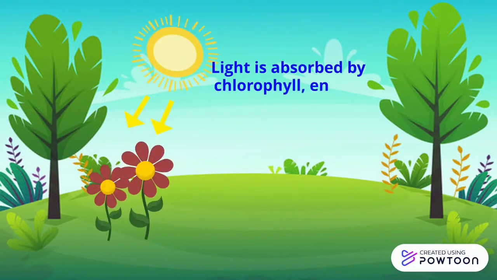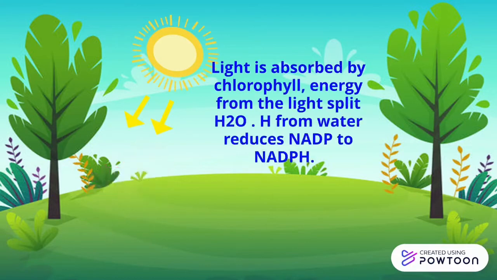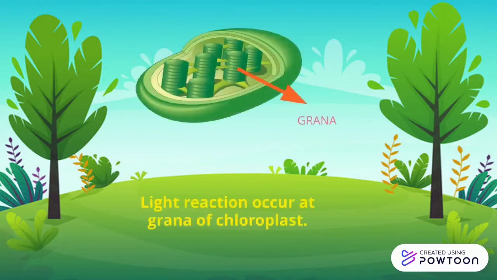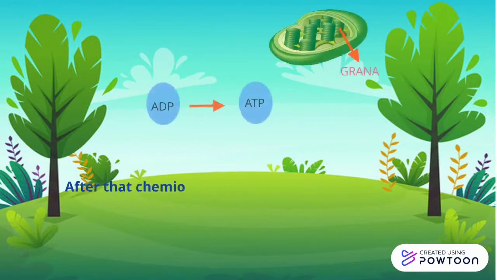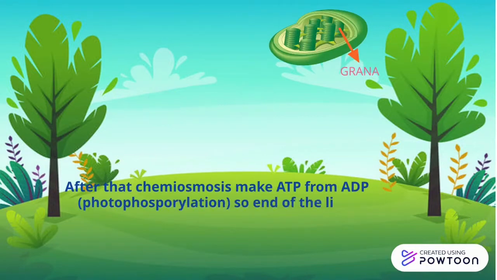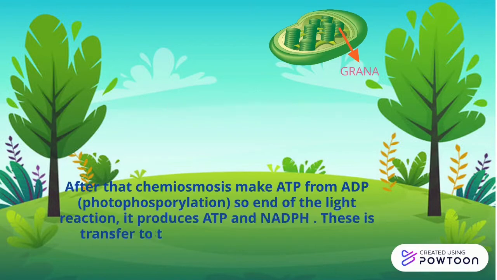Light is absorbed by chlorophyll. Energy from the light splits H2O. H from water reduces NADP to NADPH. Light reaction occurs at the grana of the chloroplast. After that, chemiosmosis makes ATP from ADP, called photophosphorylation. So at the end of the light reaction, it produces ATP and NADPH. This is transferred to the Calvin cycle, which is the dark reaction.